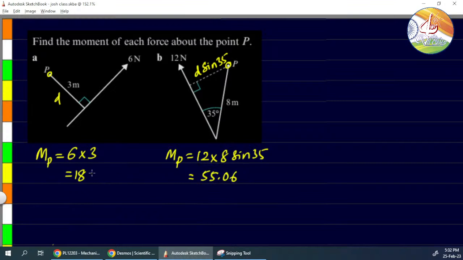And what is the unit for moment? Unit is Newton meter.